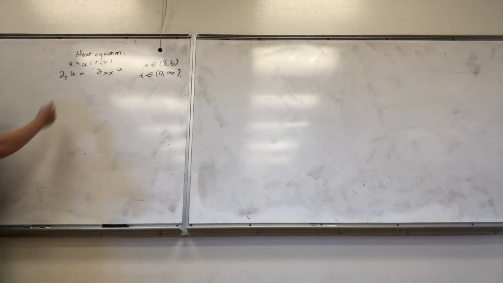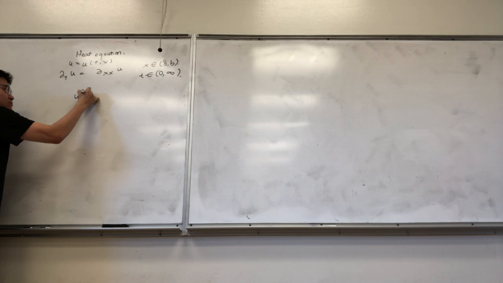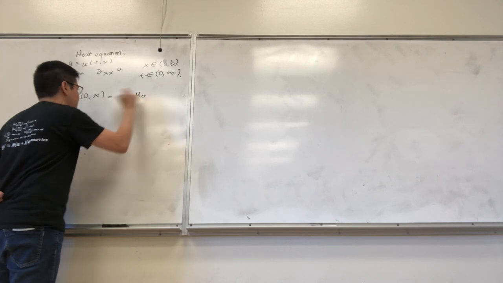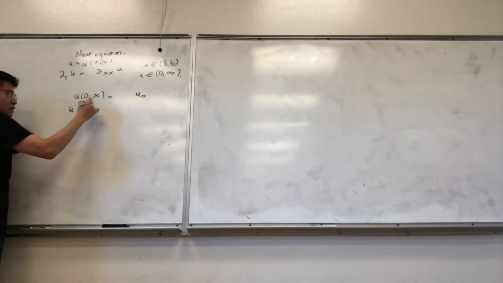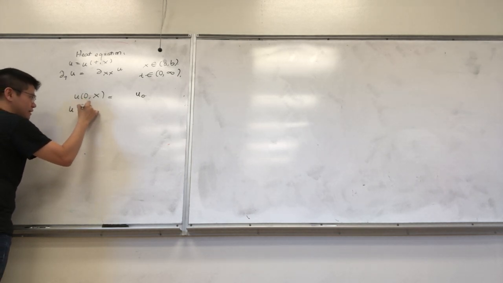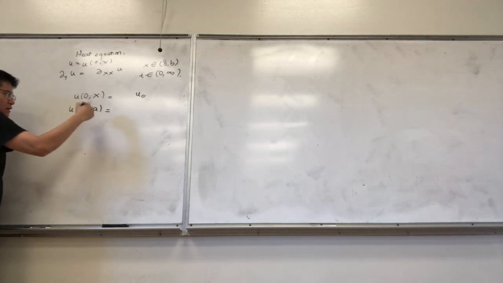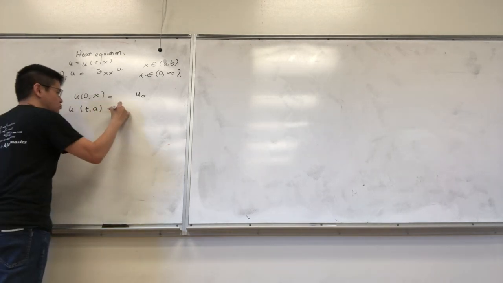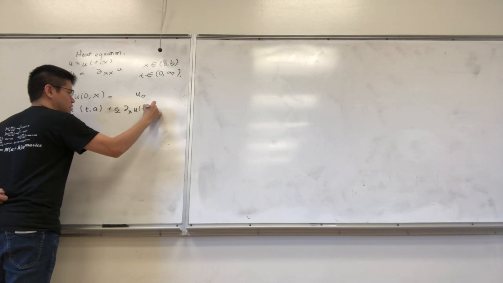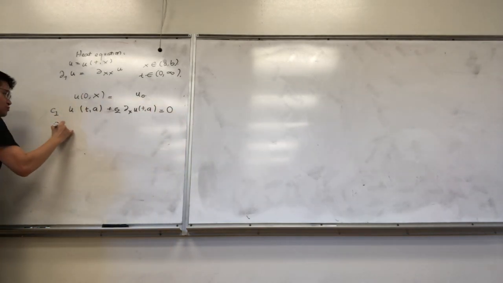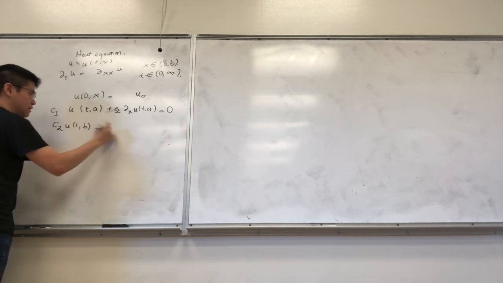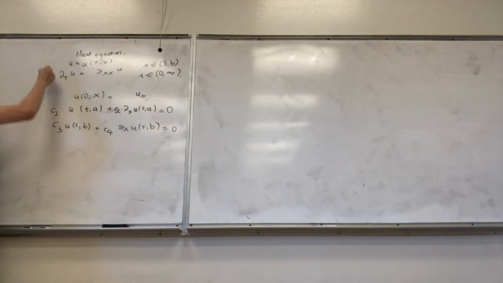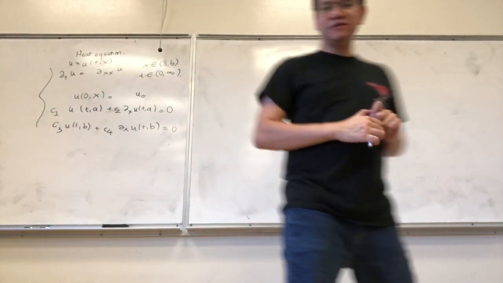So what we did is to try to solve this equation. This equation has an initial condition, u0, and then you also have the boundary conditions: c1 u(t, a) plus c2 dx of u(t, a) is equal to 0, and c3 u(t, b) plus c4 dx of u(t, b) is equal to 0. Right? So this is the heat equation that we learned in the previous class.